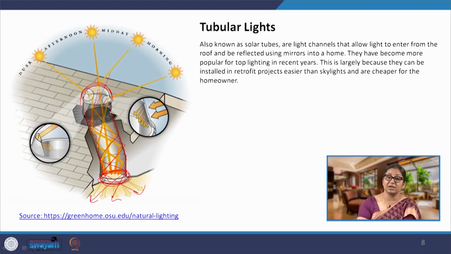But we cannot make it work if we are having a multi-storied building and we say that okay, it is a 10-story building and I want to install a light shelf, a tubular light for a 4th floor. No, it will not work. So, there are limitations with each one of these passive design measures for daylight that we are looking at, but together a combination of these will allow us to make a large part of the building as daylit.